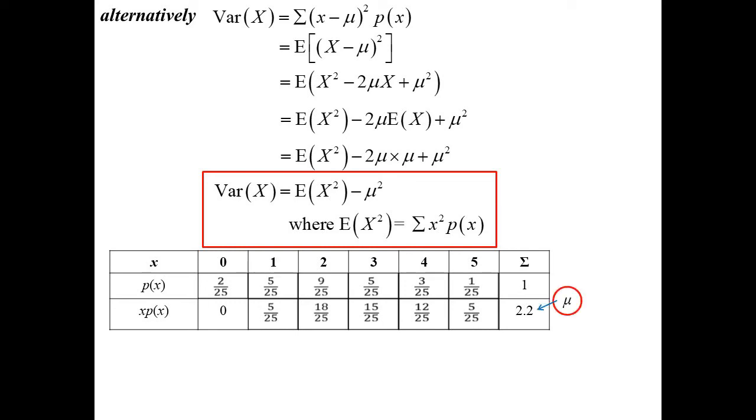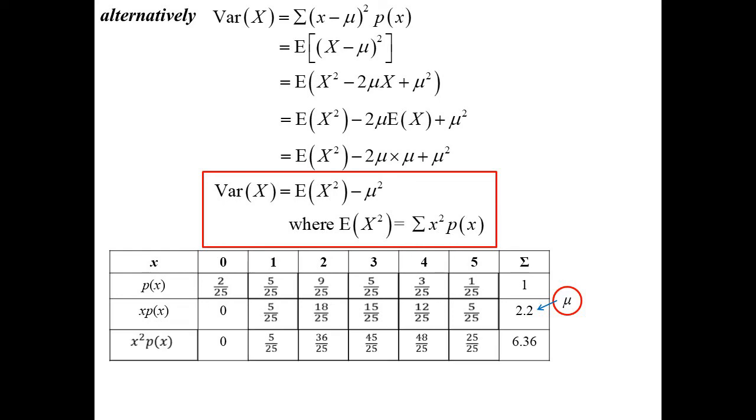I'll have xpx, so I can do expected value. That's mu, remember, 2.2. But now the next row is just x squared px. That's the other one. So I'm just multiplying by x again. So I think it just makes it simpler. We multiply by x again. That's 6.36. So that is the expected value of x squared.